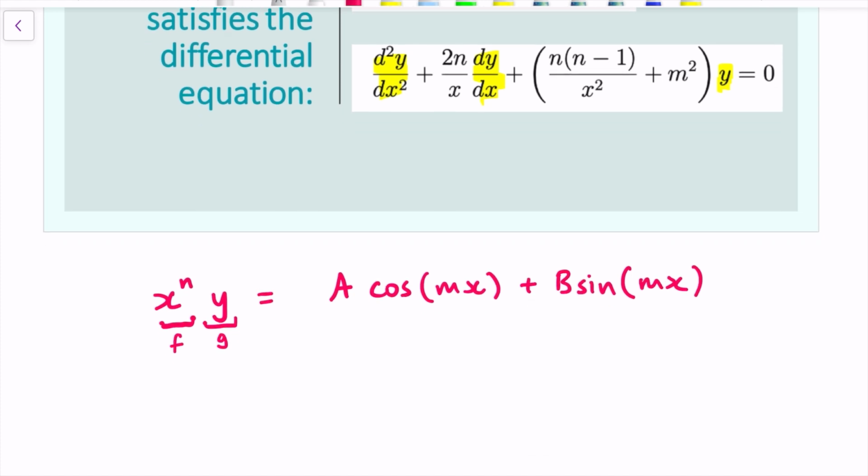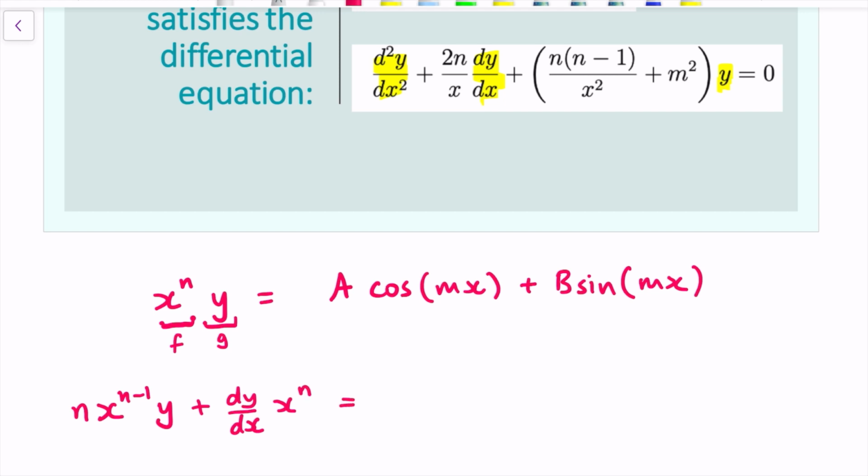n is a constant, so we can use the power rule for this. n x to the n minus 1 multiplied by g, which in this case is just y, plus the derivative of g times f. Derivative of g is dy dx, or y dash if you prefer that notation, although I'm going to use the same notation as the question, multiplied by f. Okay, so that's the product rule in action.